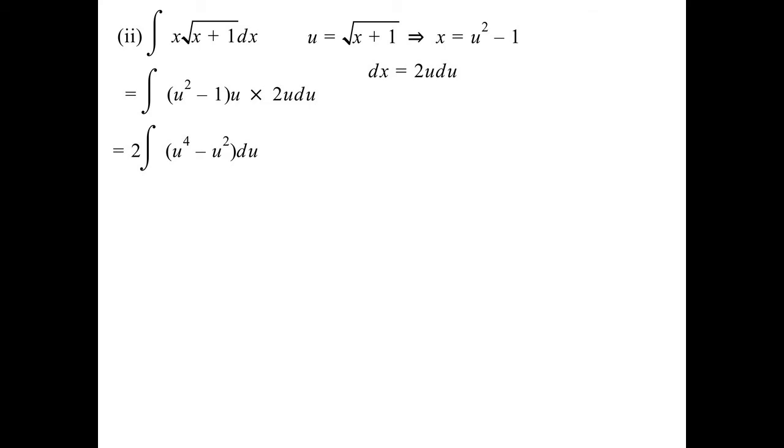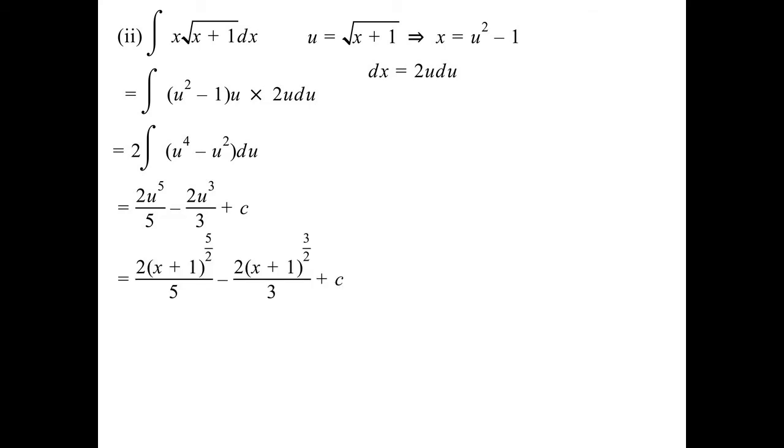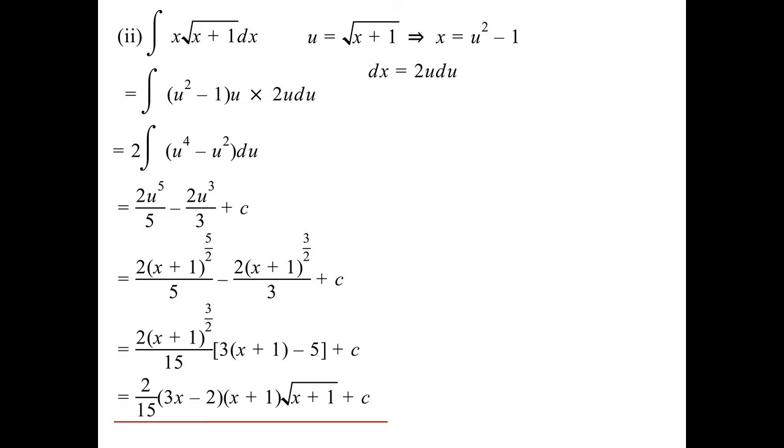Expand that all out. We get 2 lots of u to the power of 4 minus u squared. So add 1 to the power over the power. Now sub the u back in. u is the square root of x plus 1. Well, we could leave it like that. Most people will probably just leave it like that, but it looks so much nicer, don't you think?